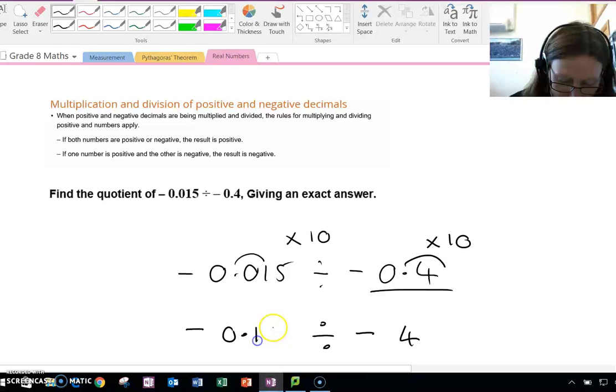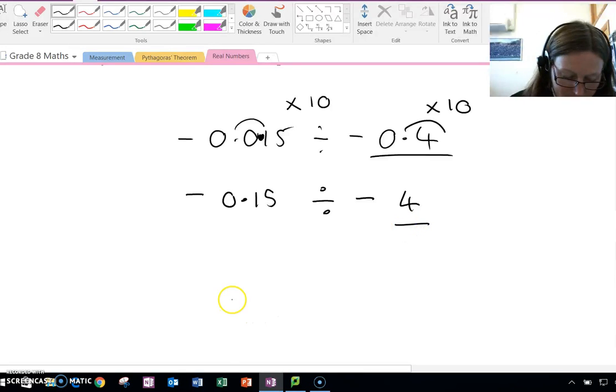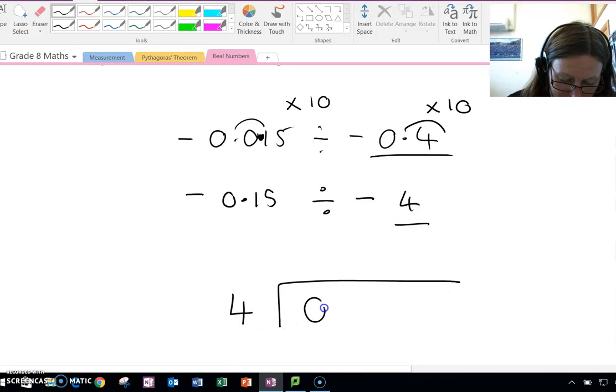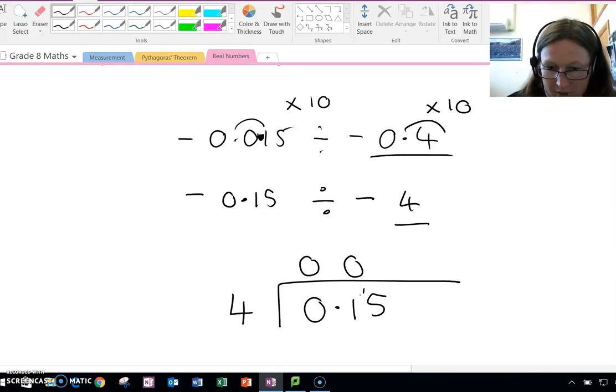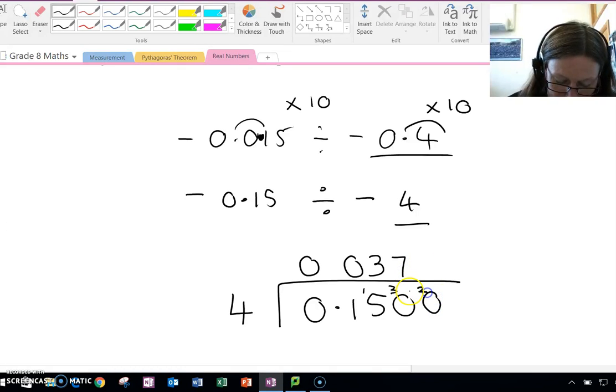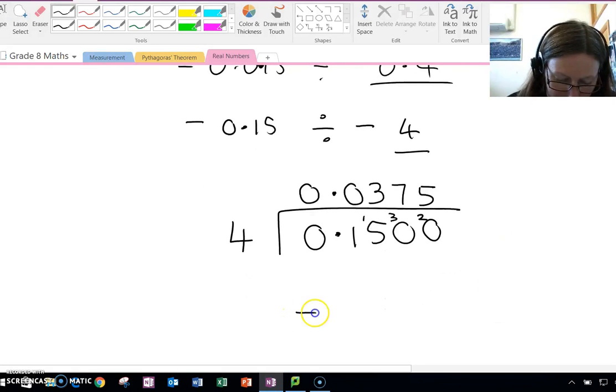Which changes this to negative 0.15 because the decimal point is now here. So our divisor is a whole number. So we have our divisor, the 0.15 here. I'm just forgetting about the 2 negatives at the moment. 4s into 0 goes 0. 4s into 1 goes 0. Carry over the 1 to make 15. 4s into 15 is 3, which is 12, so I've got 3 left over. 4s into 30, 7, 28, which means I've got 2 left over. 4s into 20, 5. 20 exactly, nothing left over. My decimal point comes up there, directly above. So my answer seems to be a terminating decimal.